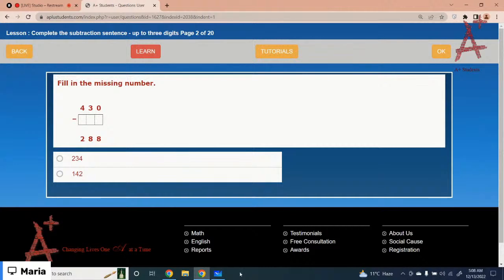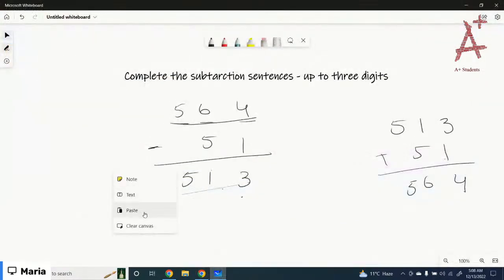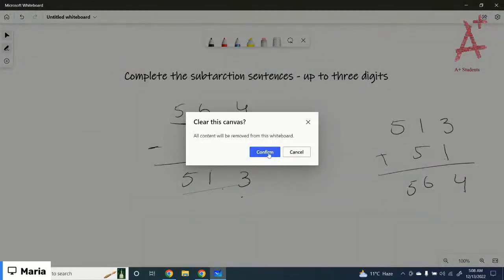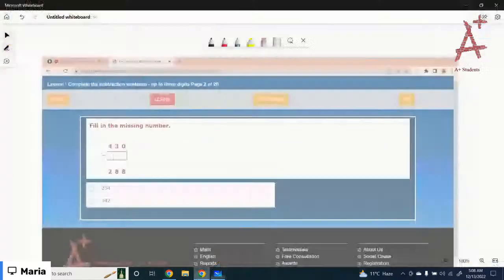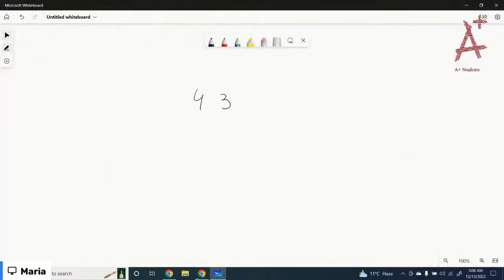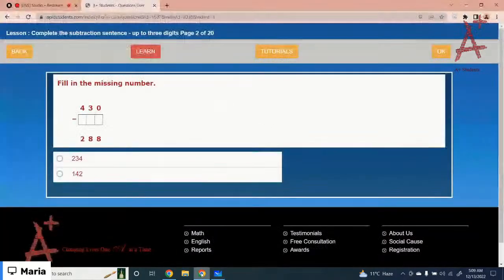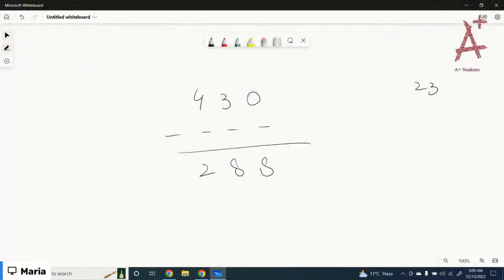The next one is 430, subtract the missing number, equals 288. So you have to look for the missing number. The options are 234 and 142. You are given the greater number. Subtract the difference out of the greater one, and you can find the missing number.